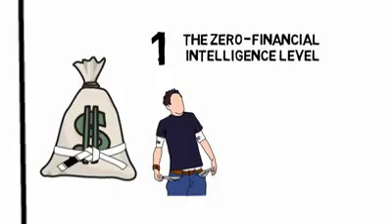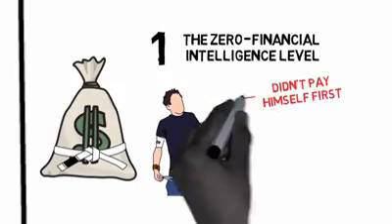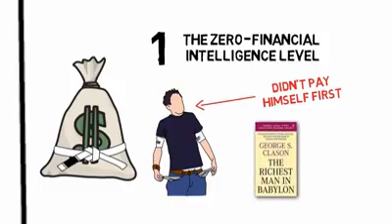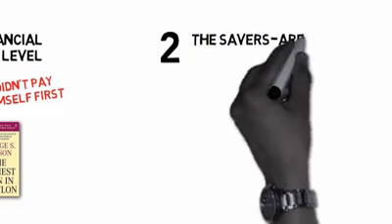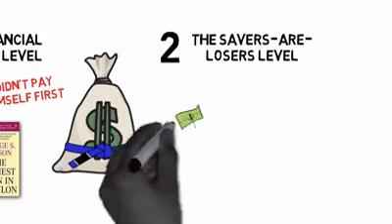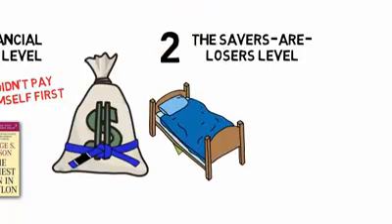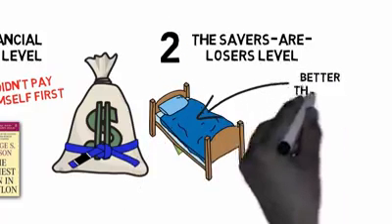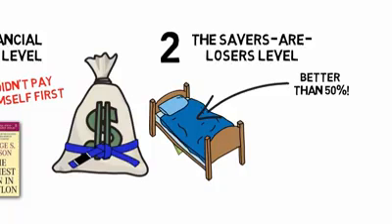Each month, their expenses are higher than their income, often because they forget to pay themselves first, which is the most fundamental strategy for wealth building taught in the classic The Richest Man in Babylon. 2. The savers are losers level. Placing hard-earned money under a mattress or in a low-interest bank account will put you in the top 50% of people financially, but that doesn't mean that it's a solid personal finance plan.